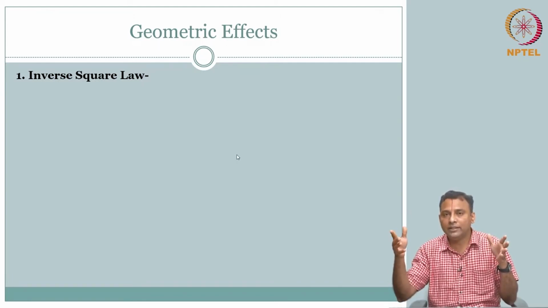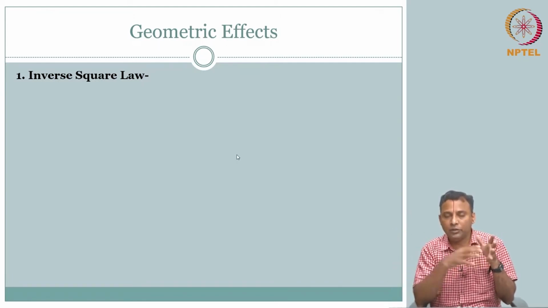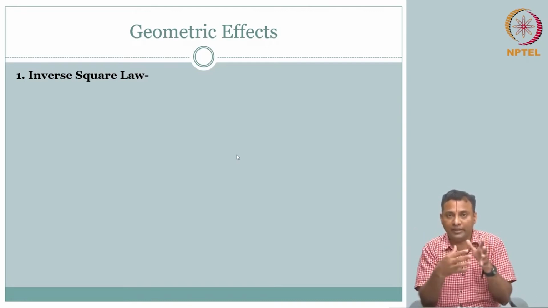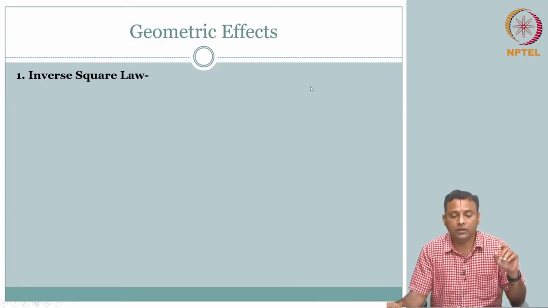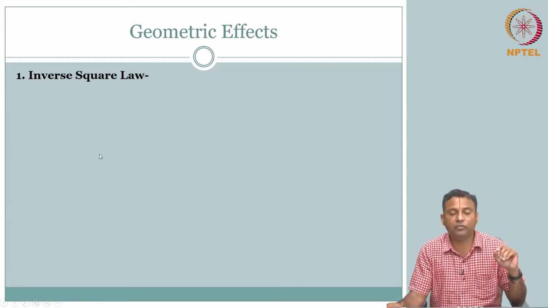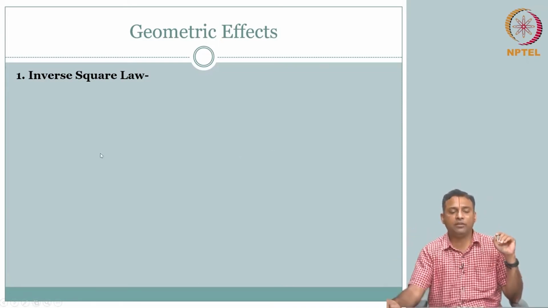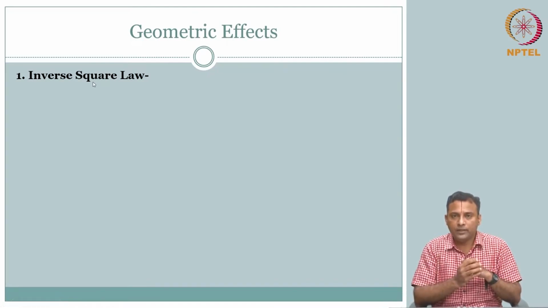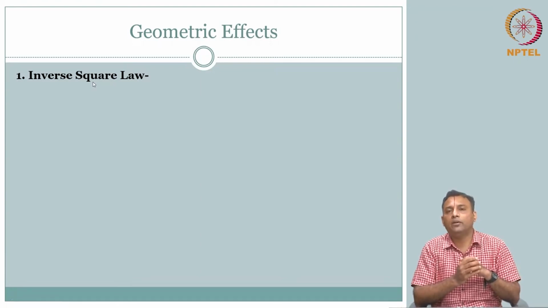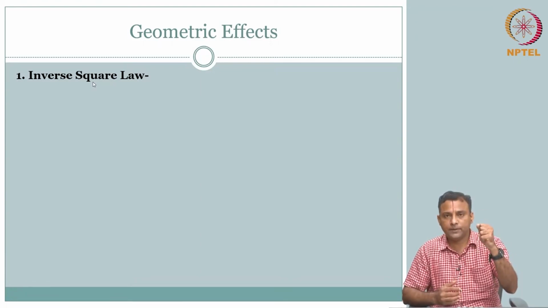So the output is different from the input due to the geometric reasons, right? That is what we want to categorize as geometric effect. First and foremost, this is something that we probably used earlier also, right? Something called the inverse square law. That is, I have a source. What is going to happen to this source?